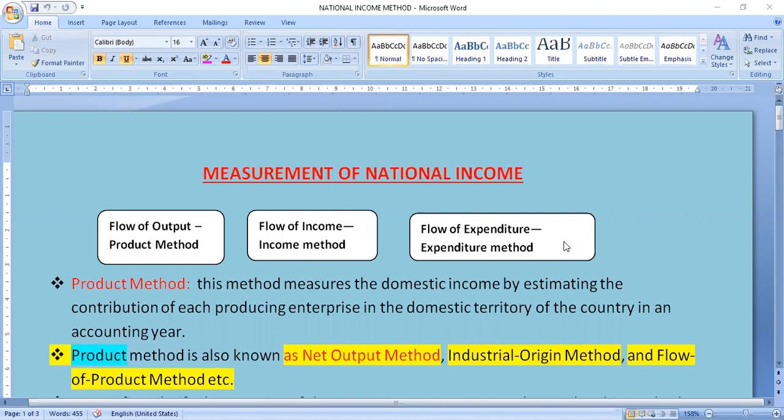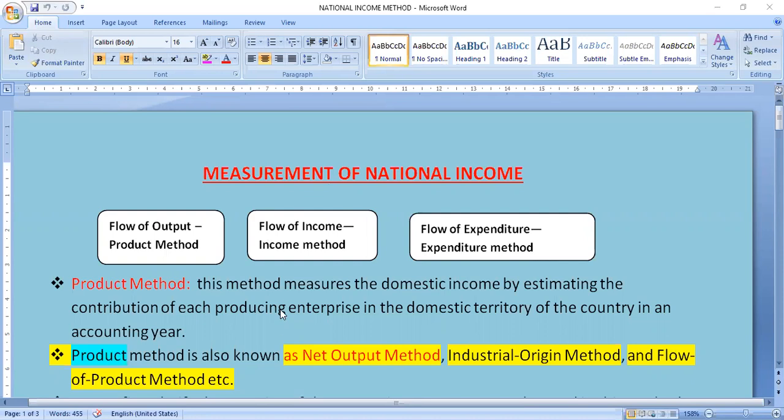Before that, we have completed so far in the class how to calculate national income. The basic points of national income we have also completed. Today we will do the flow of output, the production method, the income method, and the expenditure method. There are three methods.